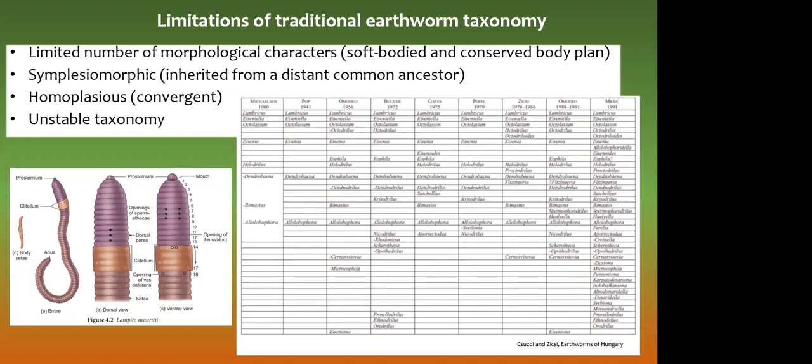Also, many of their characters are homoplasious. This means that they evolve convergently. Again, they don't tell us a lot about phylogenetic relationships. That has led to an unstable taxonomy of earthworms. As you can see here, in the 20th century, there was a quick succession of different genera systems, and this makes it very difficult to classify them.